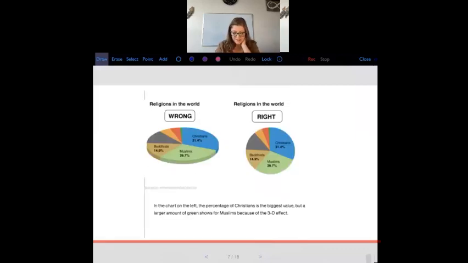Another way that data is used to mislead is by using 3D figures. 3D figures distort the images. In the chart on the left, it looks like the biggest slice is the slice that represents those who are Muslim. But if this is a 2D graph, you can see the slices a little bit better. So 3D graphs tend to mislead.